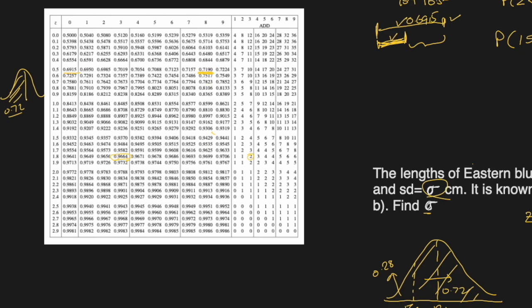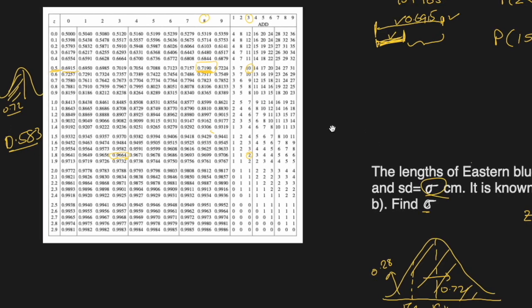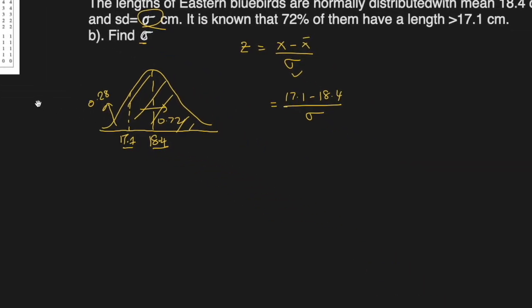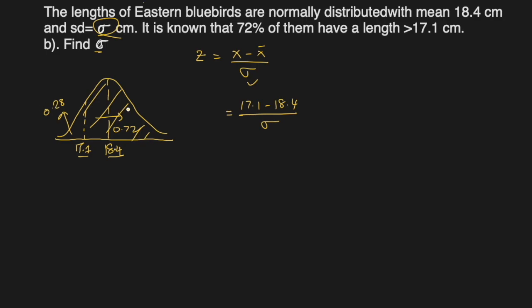0.7190 is this one, so it becomes 0.58. 0.5 is here and 8 is here. That's why it is 0.7190. And to make it 0.72, we need 10 more. So this is 10. That means next digit will be 3. 0.583 is the Z score of this one, the one which is a reflection of 17.1 on this side, which will be 0.583.